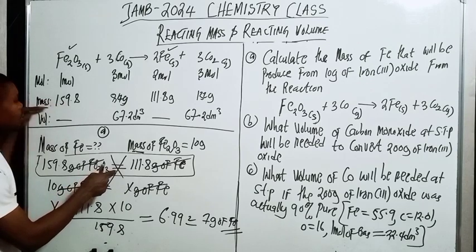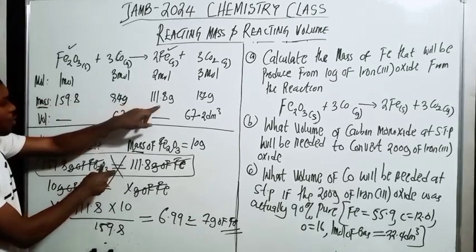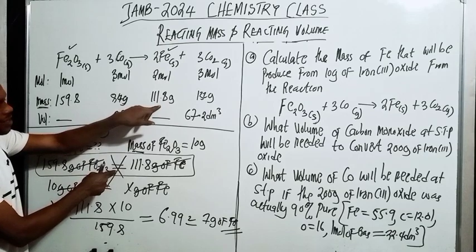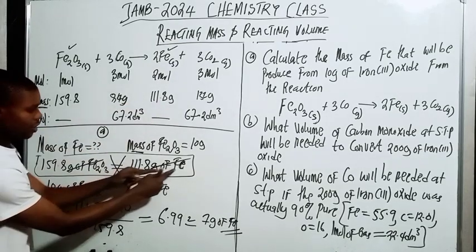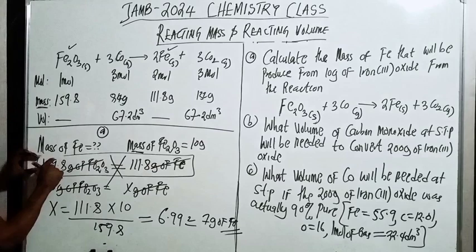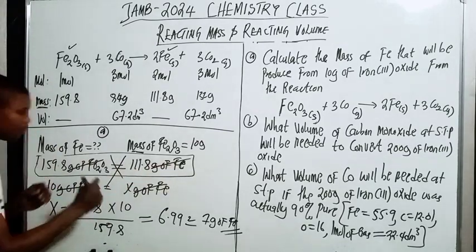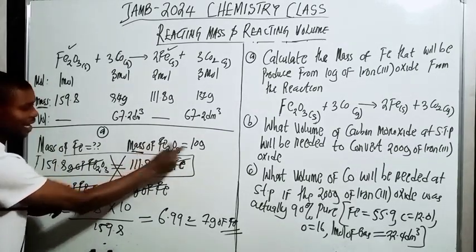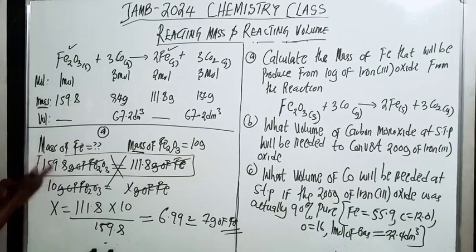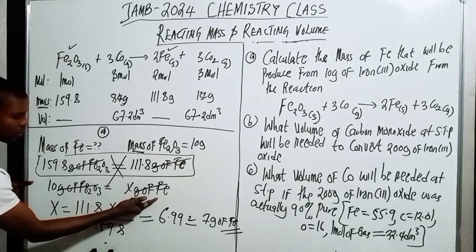Now I'm going to get my mass here, 111.8 gram of iron. Do you get? So this is equal to this. Remember, they gave me the mass of this one here, which is 10. So it's going to be under, so two of them will be under, equals to what I'm looking for, X gram of Fe.